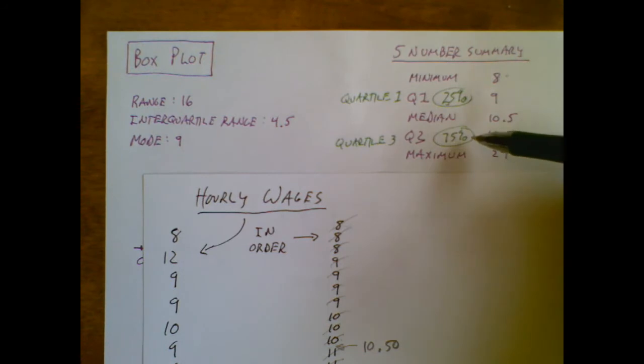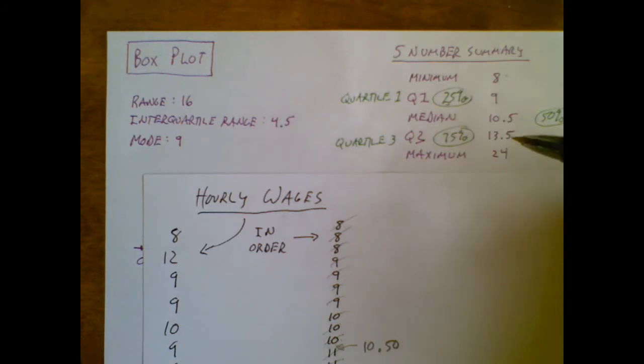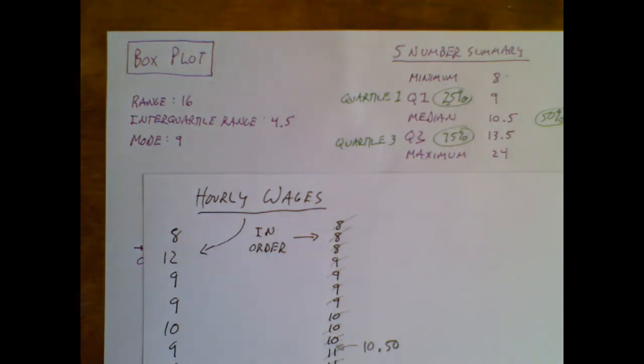If you like to think of it as percents or percentiles, then the minimum is 0%, the maximum is 100%, the median is at the 50% spot, quartile 1 is at the 25% spot, quartile 3 is at the 75% spot. We'll find out how to get that on Desmos, but I'll show you real quick how to do it by hand.